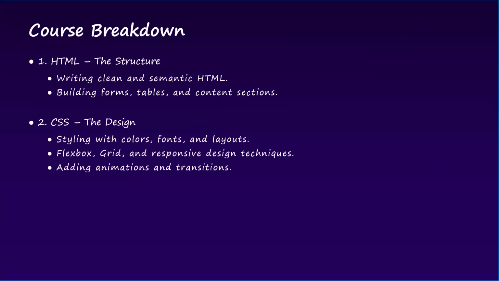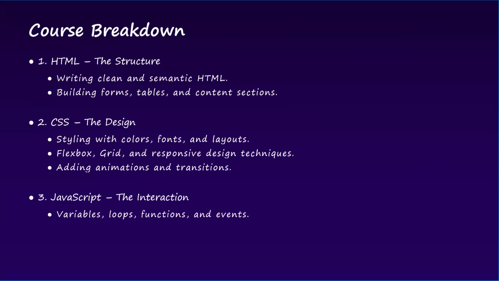We'll be adding animations and transitions. Okay, then we will now do JavaScript. Moreover, our JavaScript is like two. We have JavaScript for beginners and we have JavaScript mastery. So you're going to be getting the two of them in this course. Okay, JavaScript brings the interaction. So we do variables, loops, functions, and events.